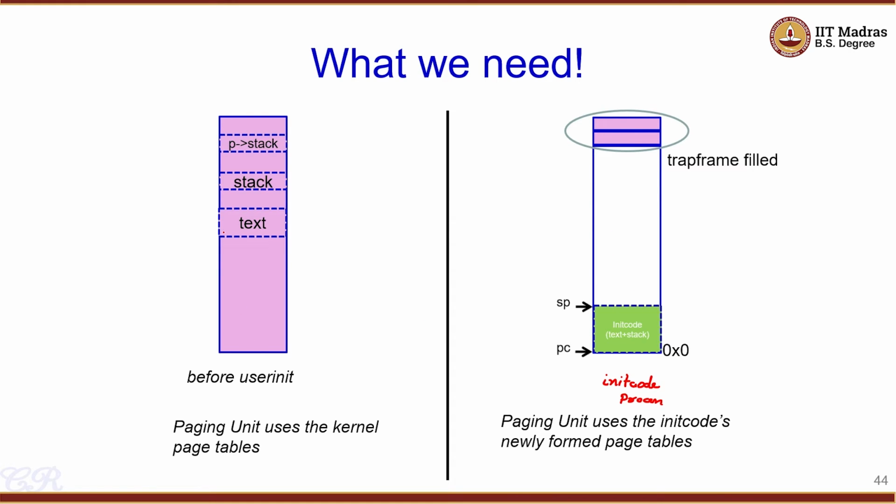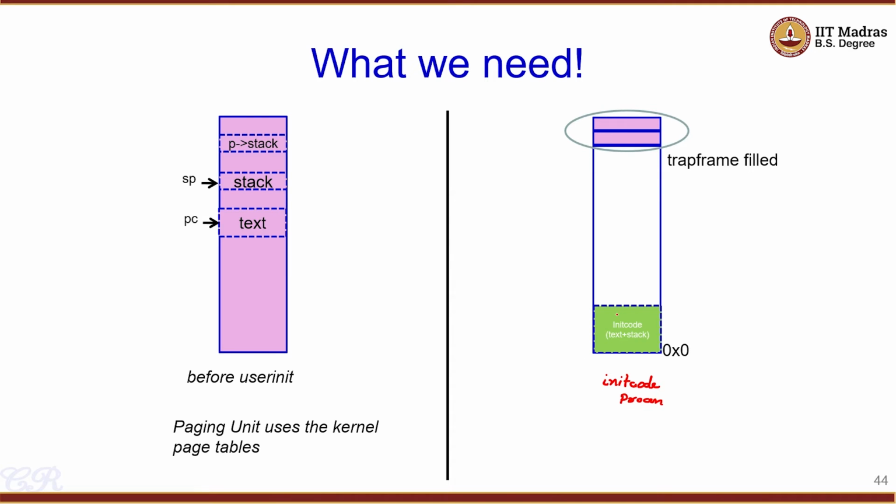Second, we need to place the program counter and the stack pointer in a way such that the init code executes. Third, we need to switch from the supervisor mode of operation to the user mode of operation, because we want this particular process to execute from user space, from the user mode. So to repeat, there are three requirements.